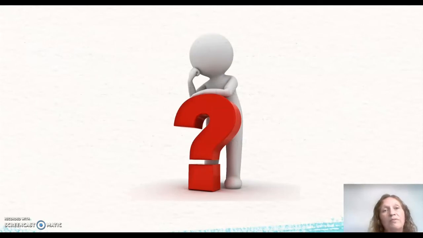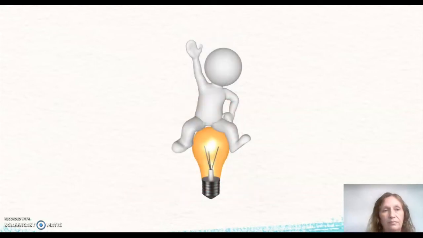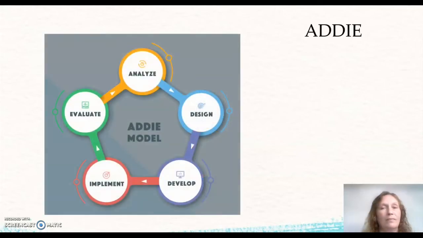So now that we know a few of the learning theories behind instructional design, how do educators decide what is best to use in their classroom? Here are a few instructional design models that can be used to help educators decide what is best to use for their students in their classrooms. The first model is ADDIE.